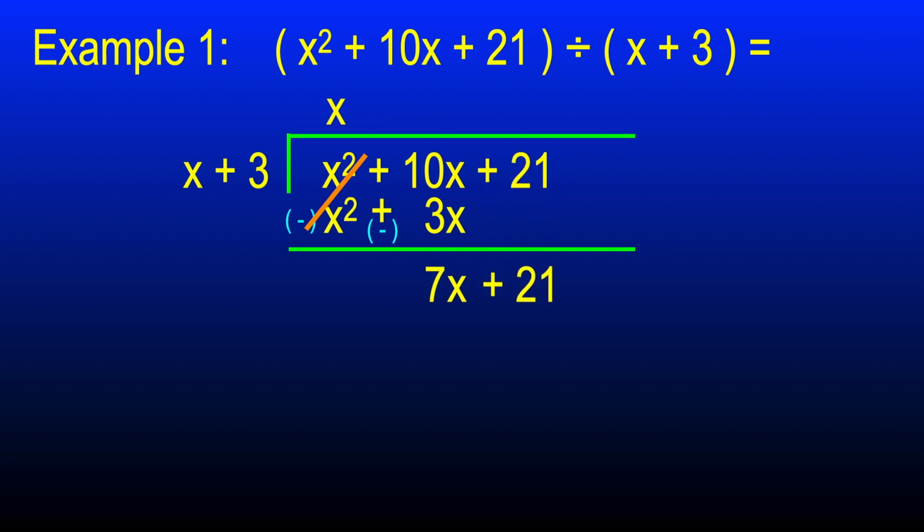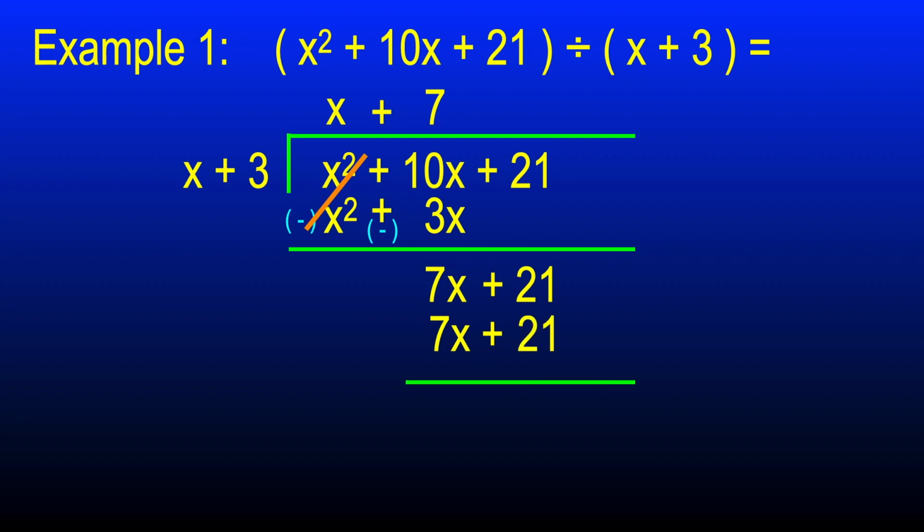Ayan. Pagkatapos mo mag-bring down, go back to the first step, divide. So, 7x divided by x. So, positive divided by positive is positive. Kasama yung sign, ha? So, 7x divided by x or kapareho lang ito ng 7x over x. So, ang sagot ay 7. Then, multiply. X times 7 is 7x. Then, positive times positive is positive. Then, 3 times 7 is 21.